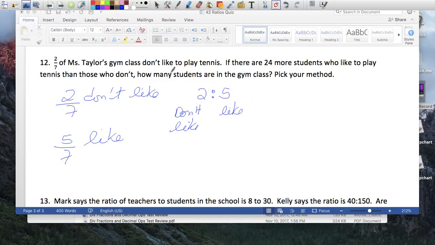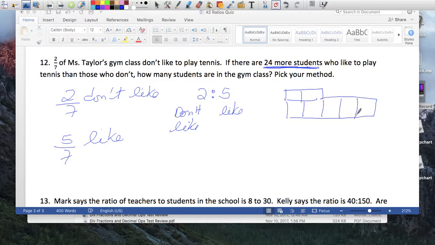If there are 24 more students who like to play tennis than those that don't, how many students are in gym class? Now, when I see this, I think of a tape diagram: 24 more, 24 less, or that type of situation. I like to use a tape diagram, which is what I'm going to do. But I needed this information, right? I know that there are 2 kids who don't like to play tennis. There they are. And I know that there are 5 kids who like to play tennis.